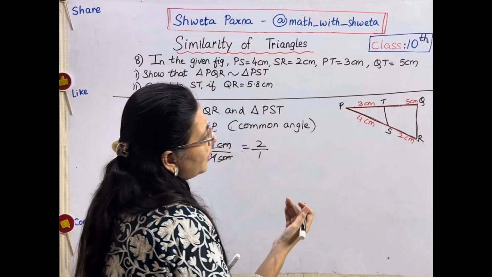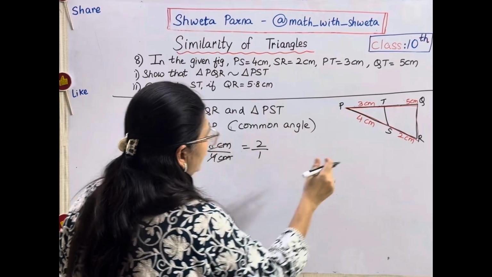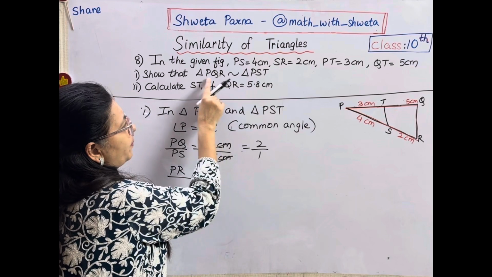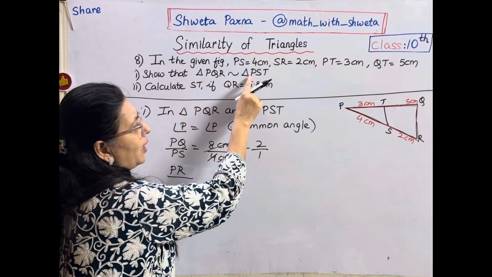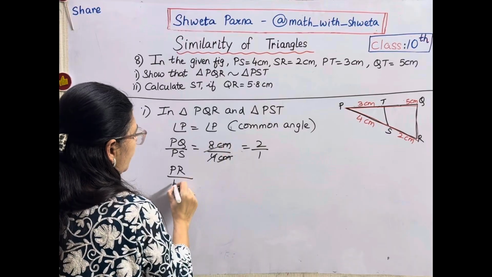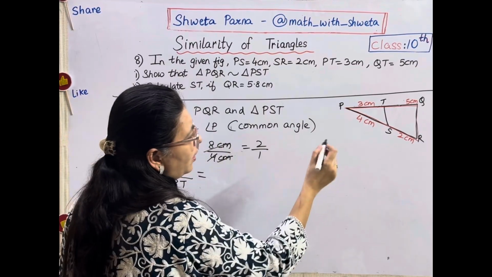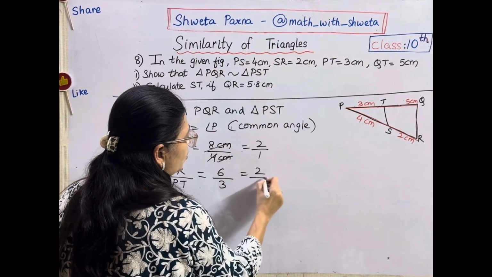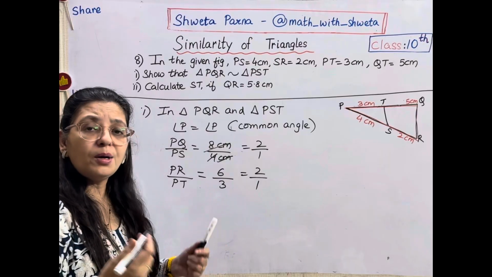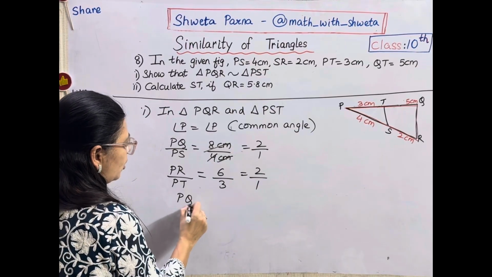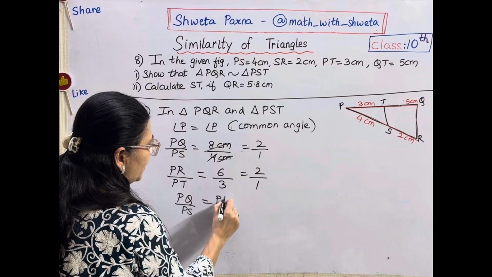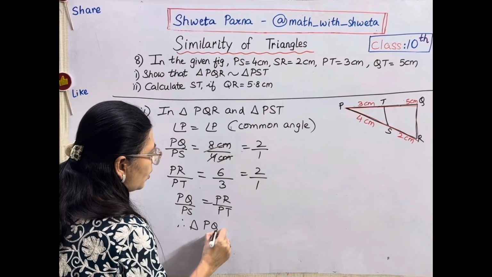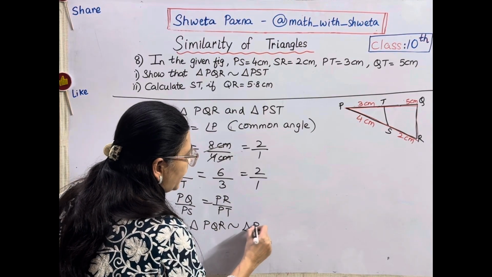Same way, is QR given? No. Is PR given? Yes. Listen children, one more thing. If you are taking PR, the naming should be that way only. It should be PR upon PT. What is PR? 4 plus 2 which is 6, and PT is 3, which is 2:1. That means the sides are proportional. So we say that PQ upon PS is equal to PR upon PT. The sides are proportional. Therefore, triangle PQR is similar to triangle PST.